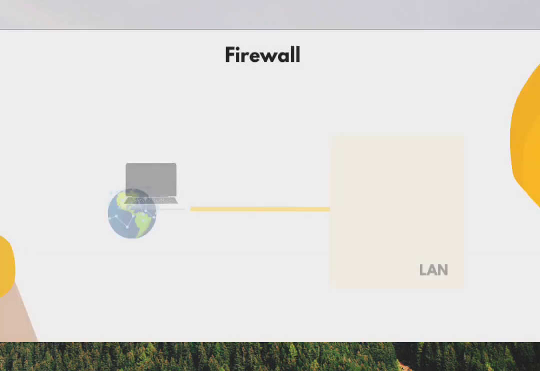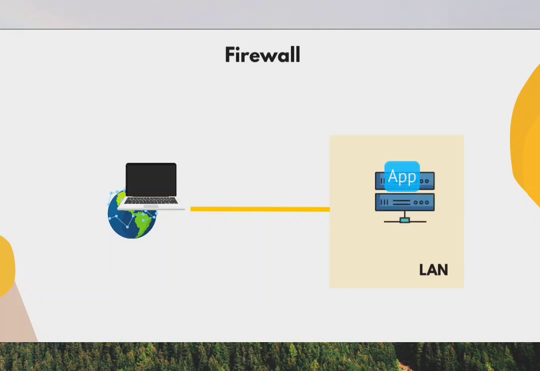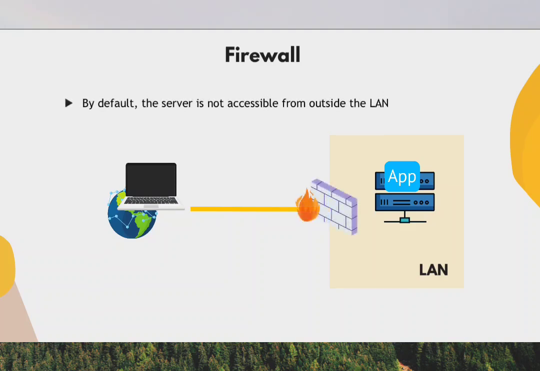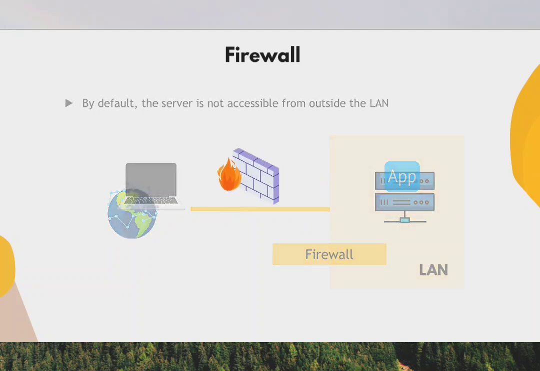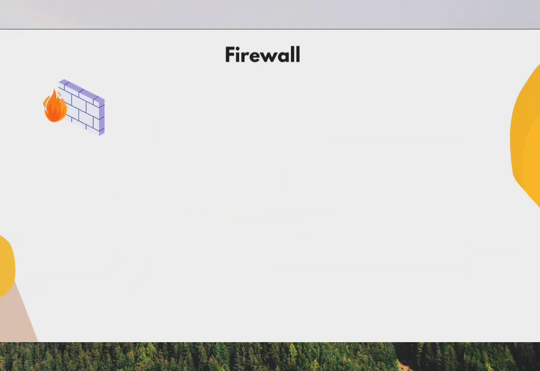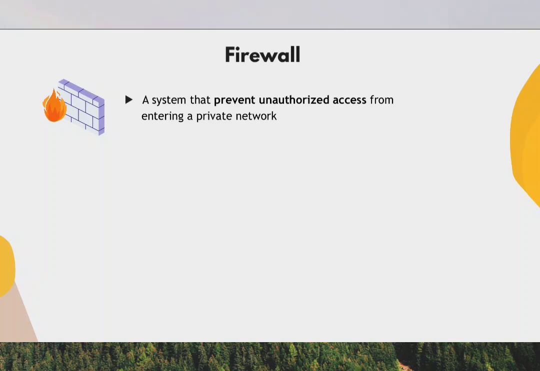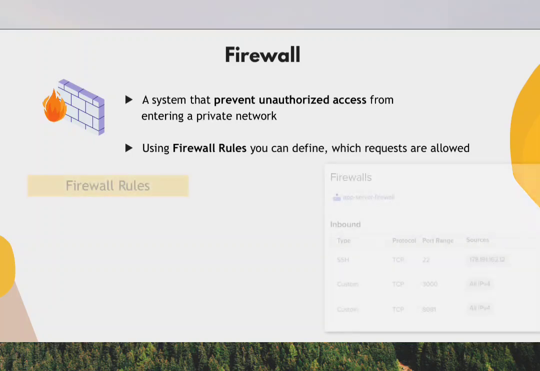Now, what if an outside device wants to talk to your LAN directly? Like, you have a server that runs your application, so you want to be able to accept requests from devices outside your LAN. Well, by default, this kind of communication will not be allowed because of a firewall. So what is a firewall? Firewall is a set of rules that protect a network from unauthorized access. And you can explicitly define what kind of communication you want to allow to your network using firewall rules.